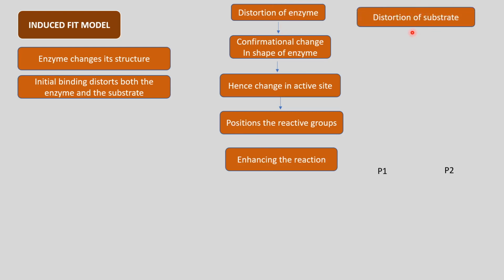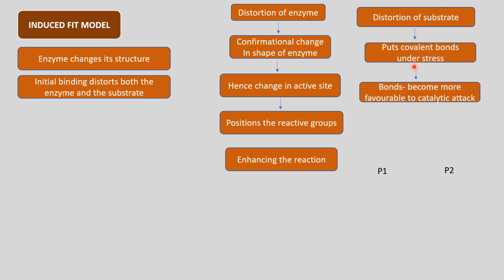Similarly, distortion of substrate puts the covalent bonds under stress. Now covalent bonds are quite strong bonds, so these bonds have to be broken so that the substrate can be split to give product, right? So the distortion of substrate puts the covalent bonds under stress, and due to this stress the bonds become more favorable to catalytic attack. So when this stress happens, these covalent bonds can be broken down by catalytic attack, and this will also favor the reaction, right?